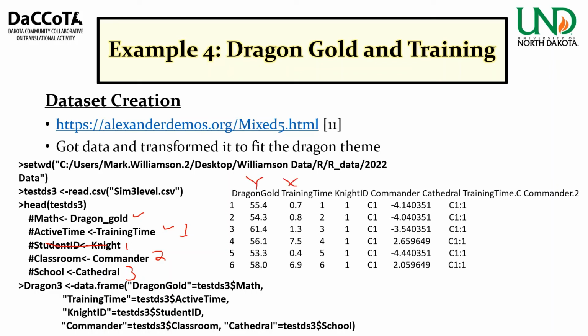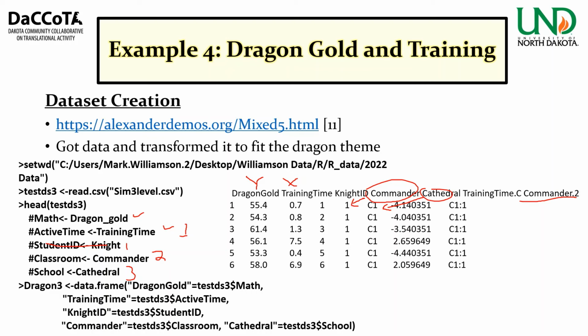Knight ID isn't really important, but the commander is important. It's going to be right here. And then cathedral is right here. And then center training. But you notice how there's actually a second commander as well, because commander is nested in cathedral, and the categories C1 to C2 repeat for each cathedral.